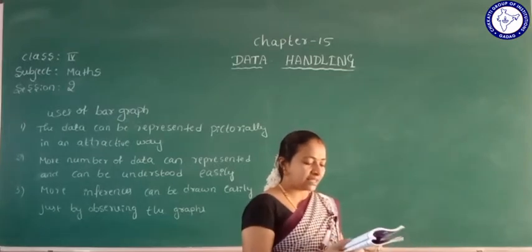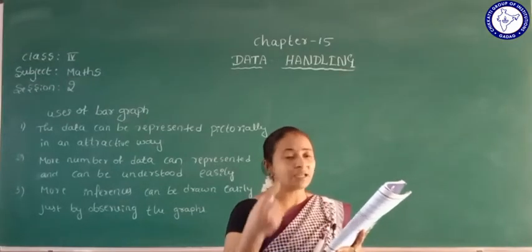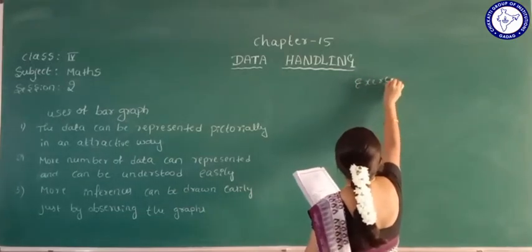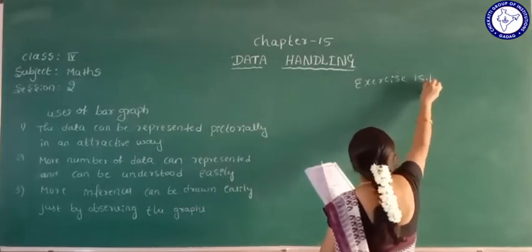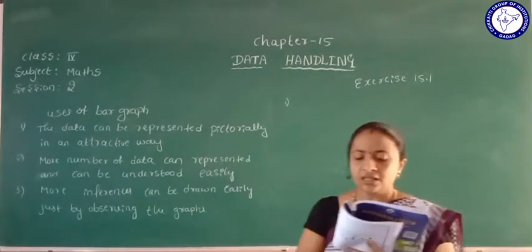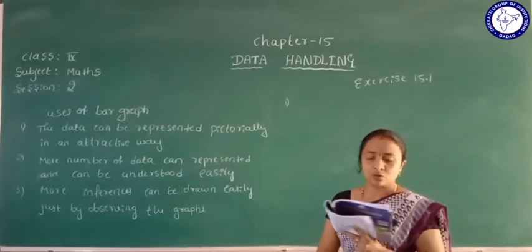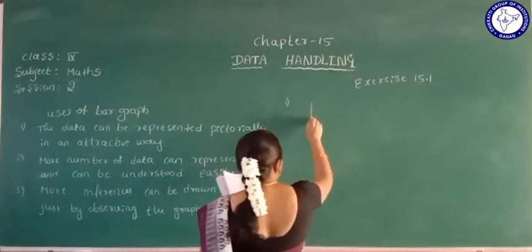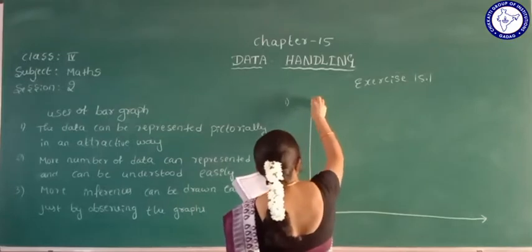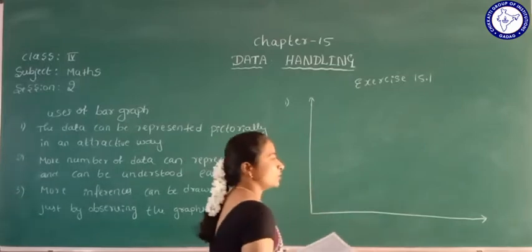Here is exercise 15.1. First I'll draw the bar graph and explain how we draw it. In exercise 15.1, the first question says the bar chart of favorite food items liked by 25 students of the class is given. Observe this and answer the following questions. In the book they have given columns, but I didn't draw columns here.